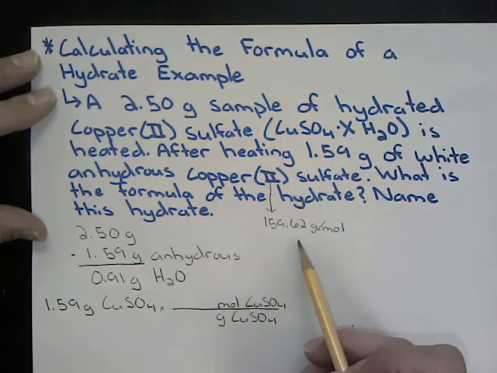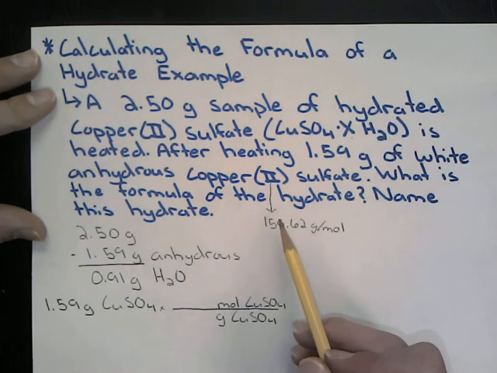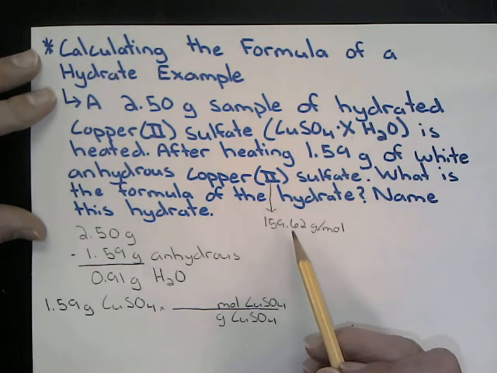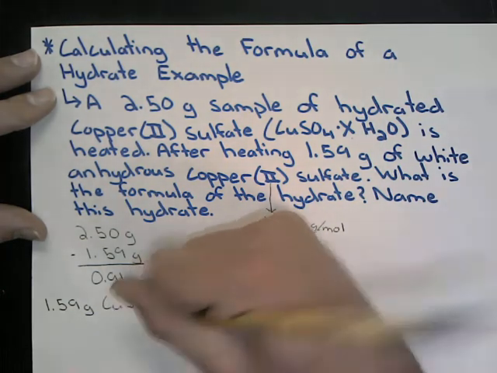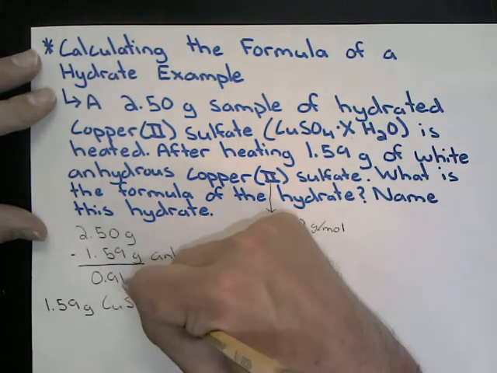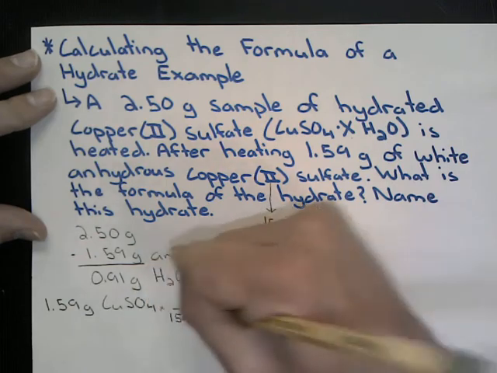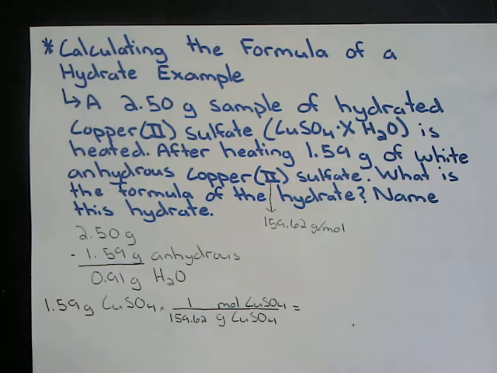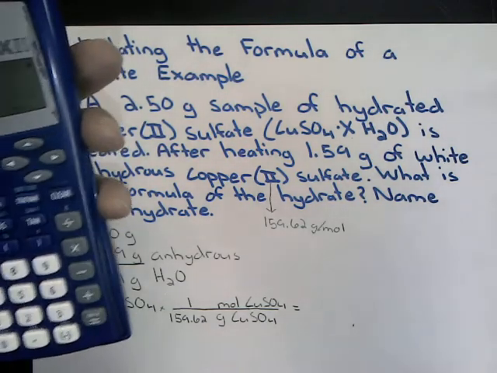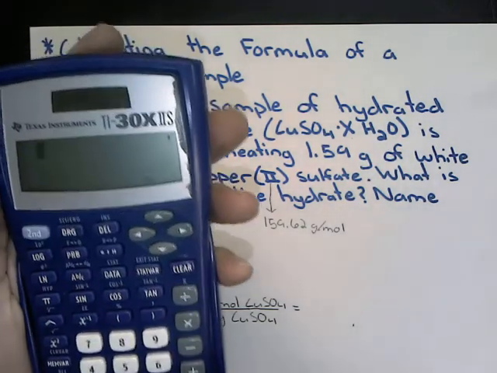Gram to mole, this big number, 159.62 grams is for every 1 mole. So we put down 159.62 grams to every 1 mole. So in our calculators, we do 1.59 divided by 159.62.